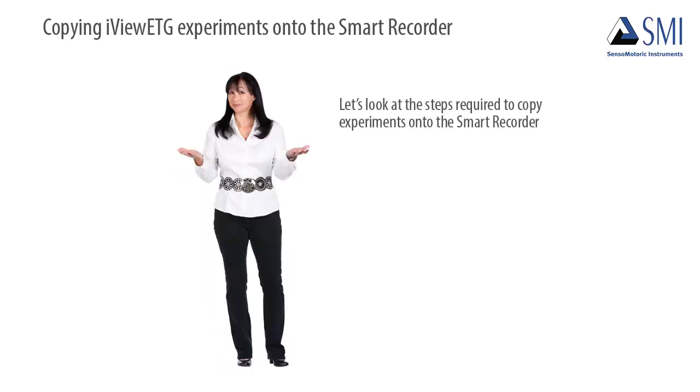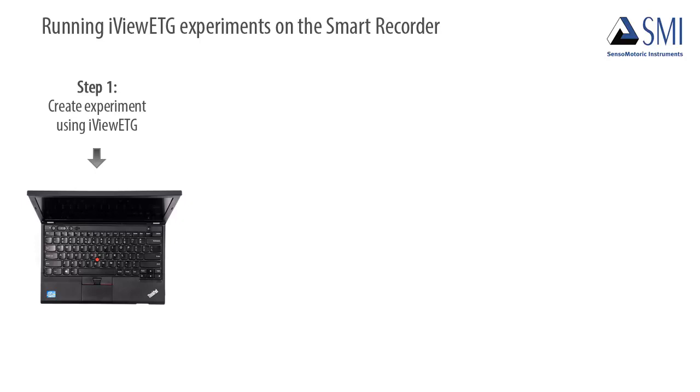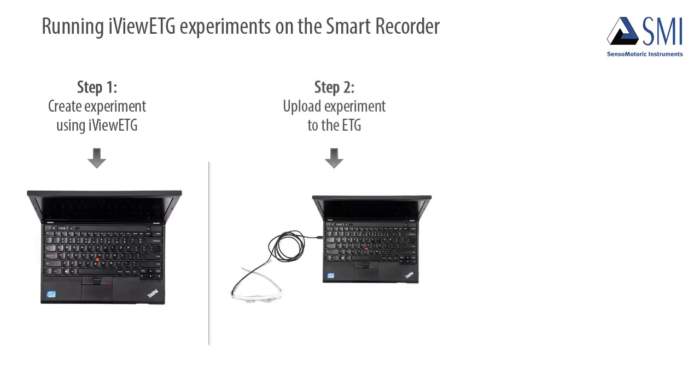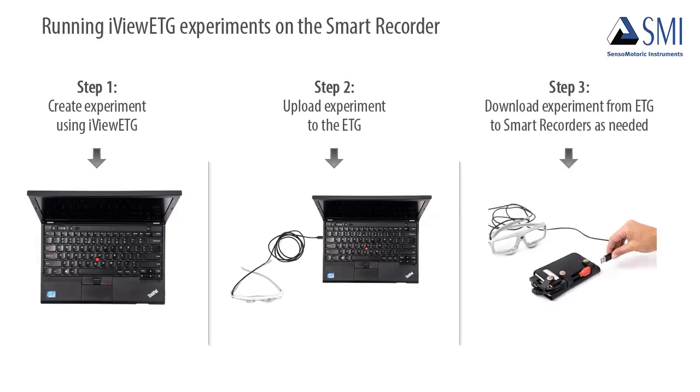Let's look at the steps required to copy experiments onto the SmartRecorder. First, create an experiment using iViewETG. Then upload the experiment to the ETG. Then you download the experiment from the ETG onto as many SmartRecorders as needed.